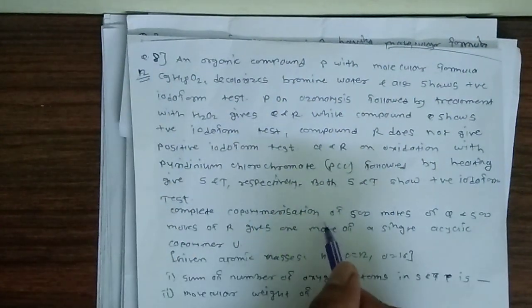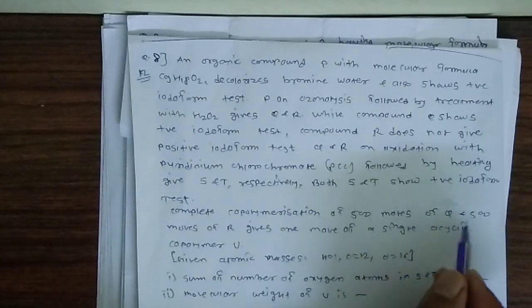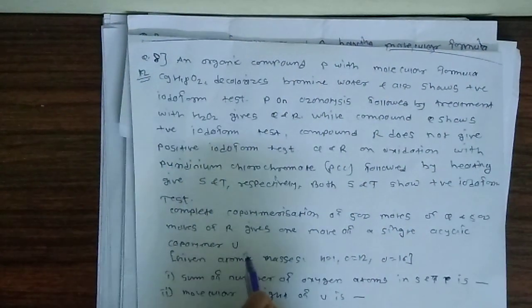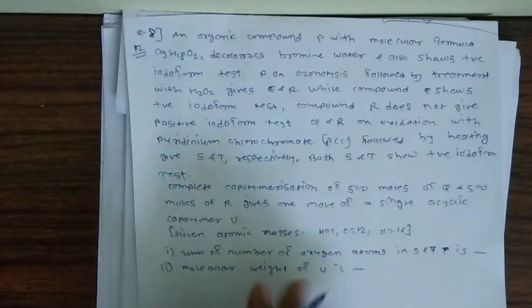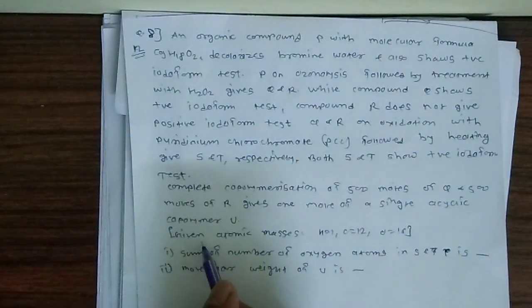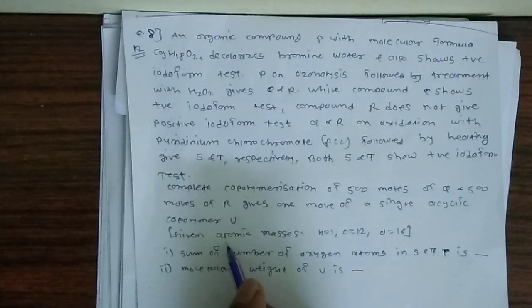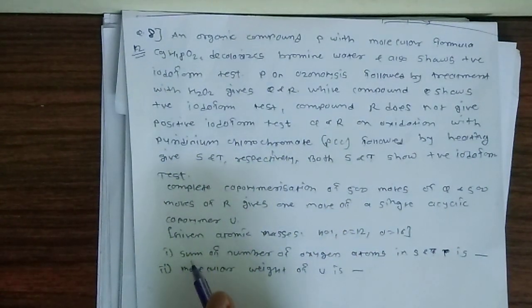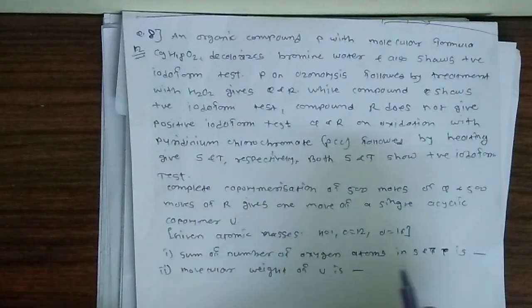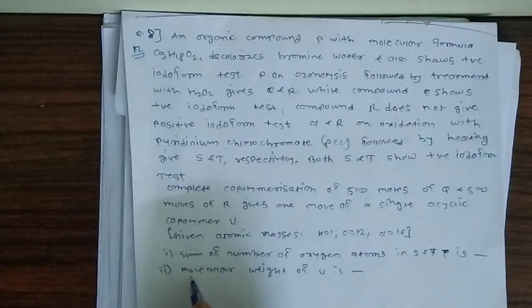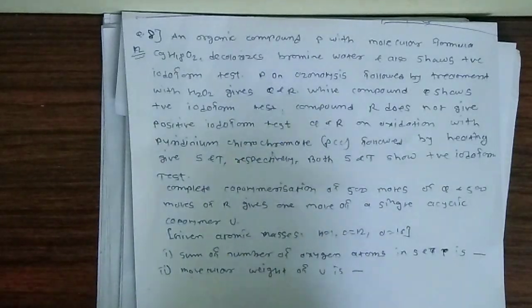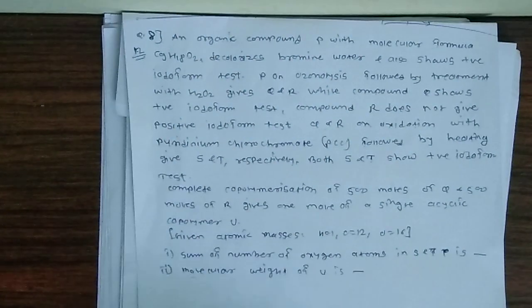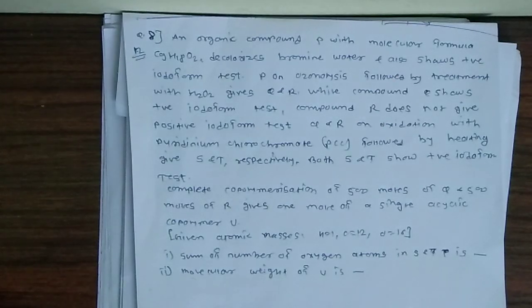Then complete polymerization of 500 moles of Q and 500 moles of R gives 1 mole of a single acyclic copolymer U. Then the atomic masses of hydrogen, chlorine and oxygen are given. The sub questions are: first, the sum of the number of oxygen atoms in S and T, and second, the molecular weight of U. First, read the whole question carefully. This question is a little hard.